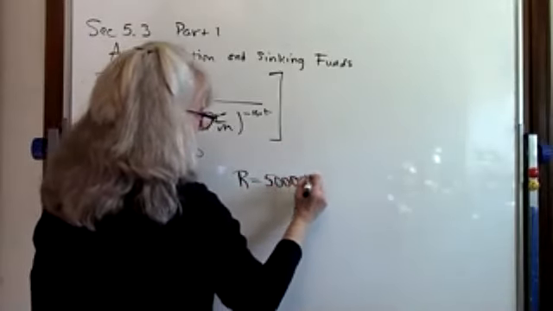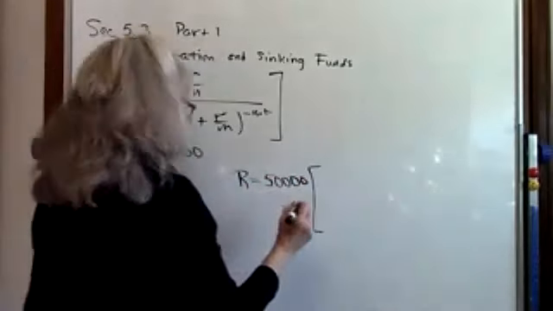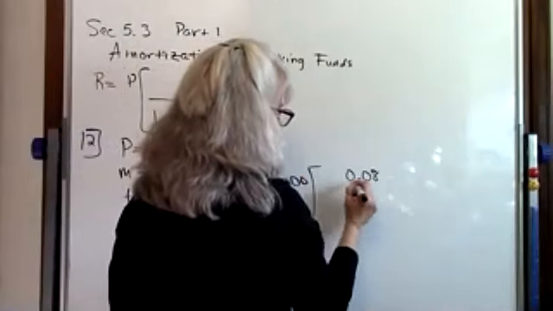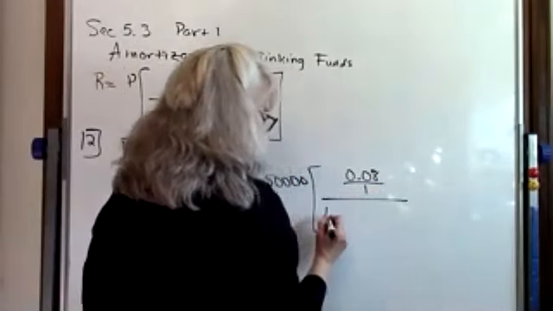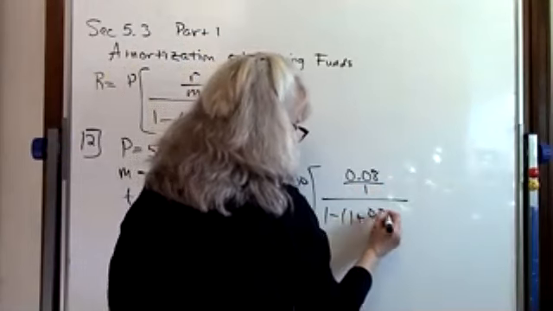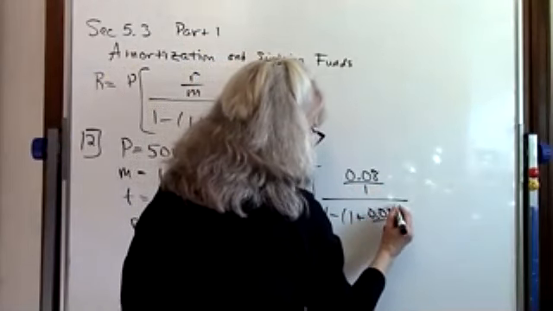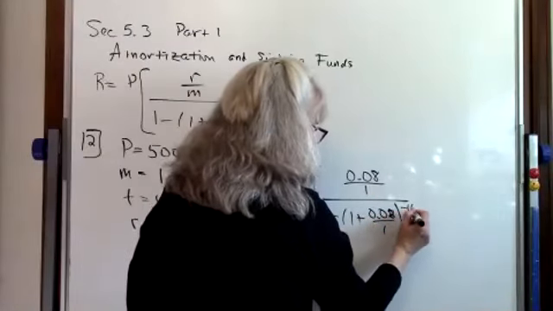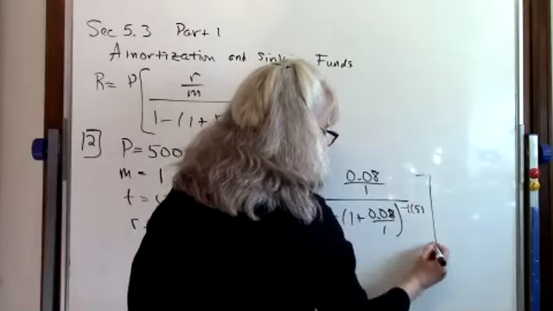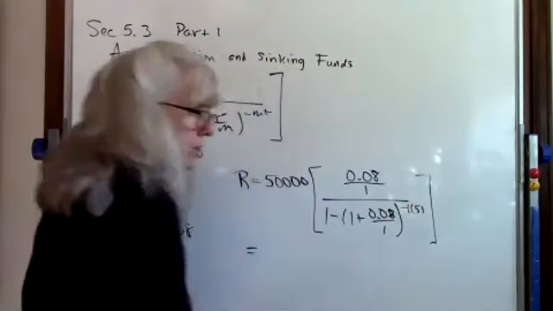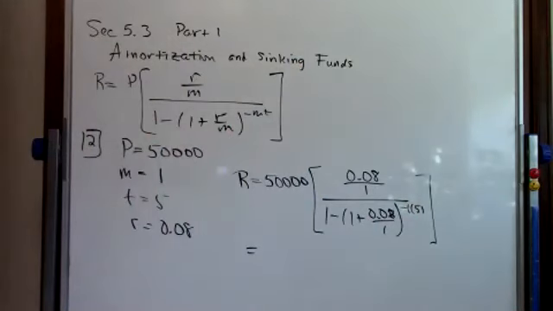So 50,000. Then we have our 0.08 divided by 1, all over 1 minus (1 plus 0.08 divided by 1) to the negative 1 times the 5 years. Okay, go ahead and run that through your calculator. Let's see what you get.